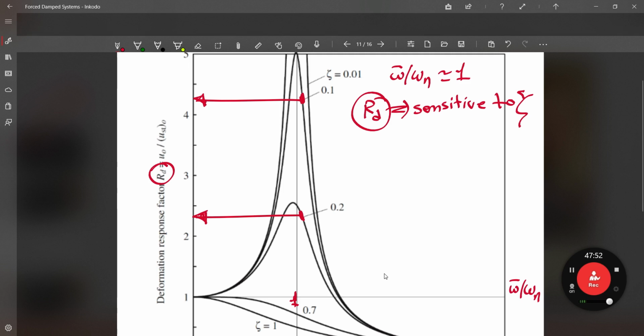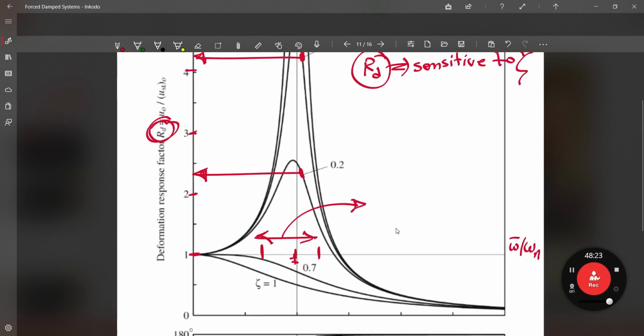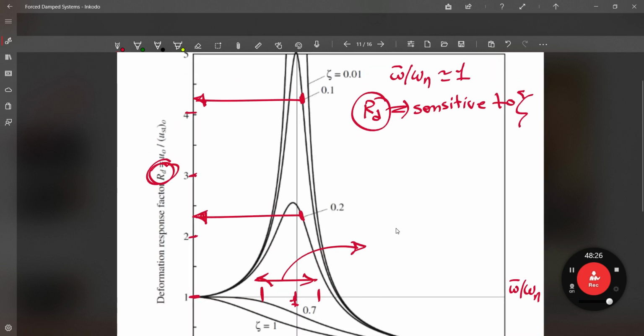So if we are in the range around this part, where, as I said, omega bar over omega n equals 1, we are going to find that RD is very sensitive to the damping ratio. And RD can be several times larger than 1. As you can see, here it is 1, here it is 2, 3, 4, and we can go larger. So it is very sensitive in this case, and we should take care of this. This means that whenever you are designing your structure, you need to avoid having omega bar equal to omega n. Try to avoid it. Try to go outside of this part as much as you can.